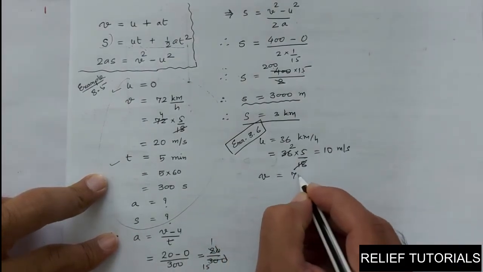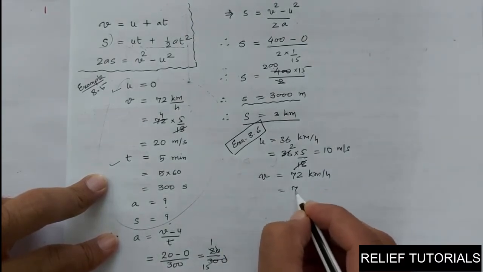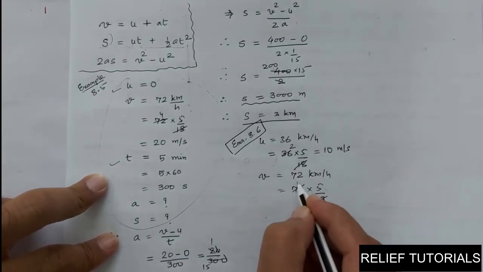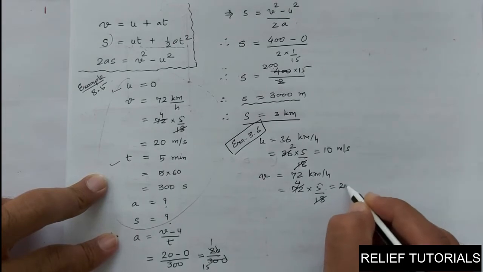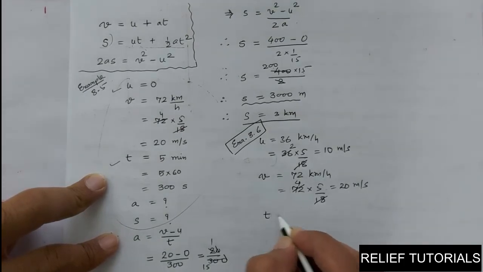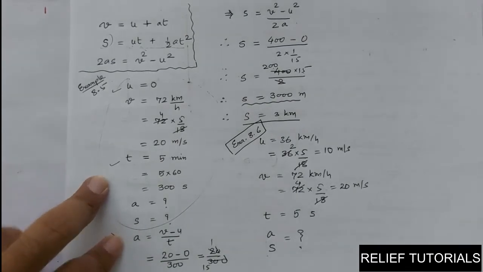Final velocity attained by the car is 72 km per hour. Therefore, it is 72 into 5 by 18. So 18 4s are 72, 5 4s are 20 meter per second. The car attains this velocity in 5 seconds only, so time t is equal to 5 seconds. And then the question is you have to calculate acceleration and distance traveled by the car. a and s are again the questions for you.